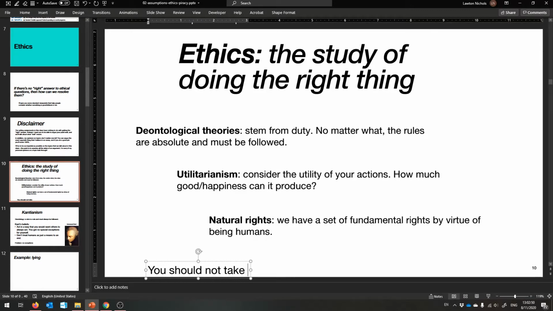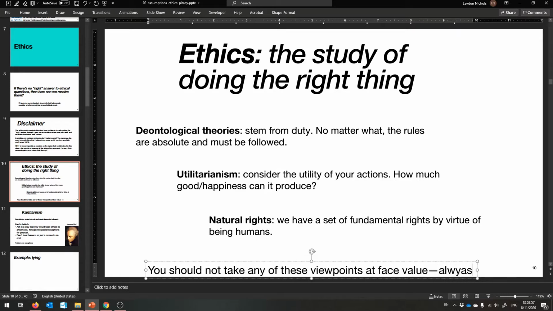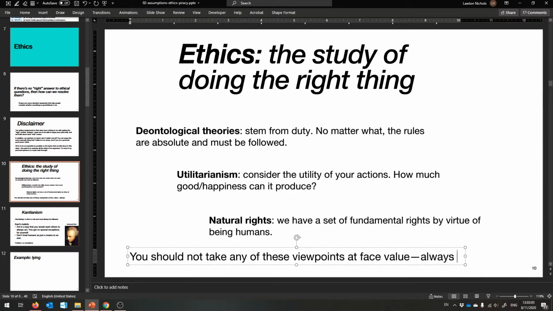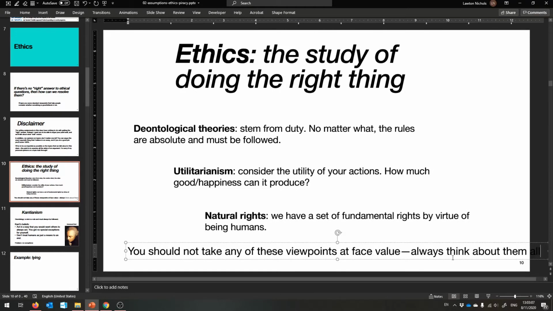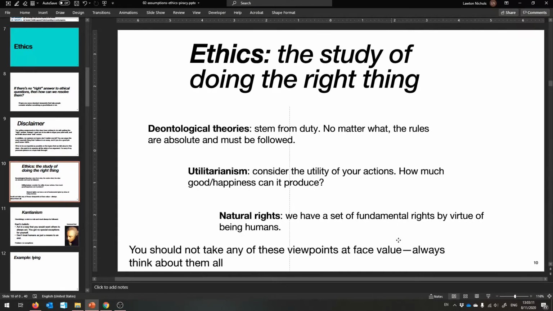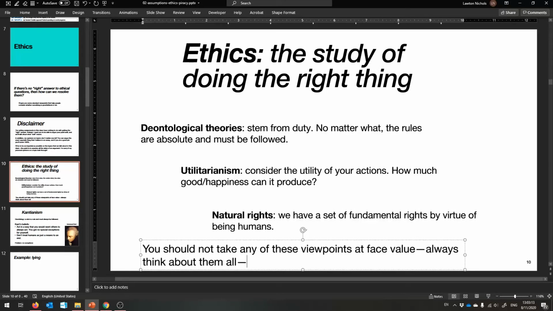Do not take any of these viewpoints at face value. Always think of them all and maybe use a combination in your arguments. They might help you make an argument. They're all equally valid. And they can also be combined.